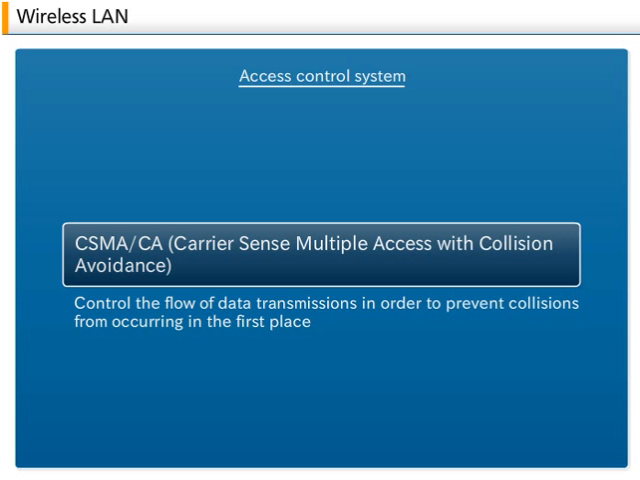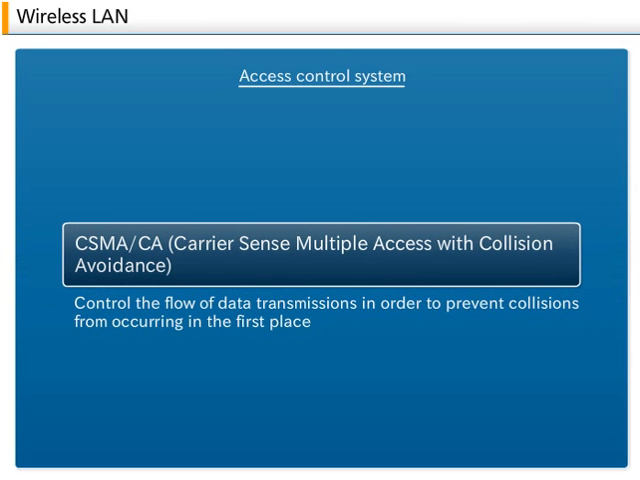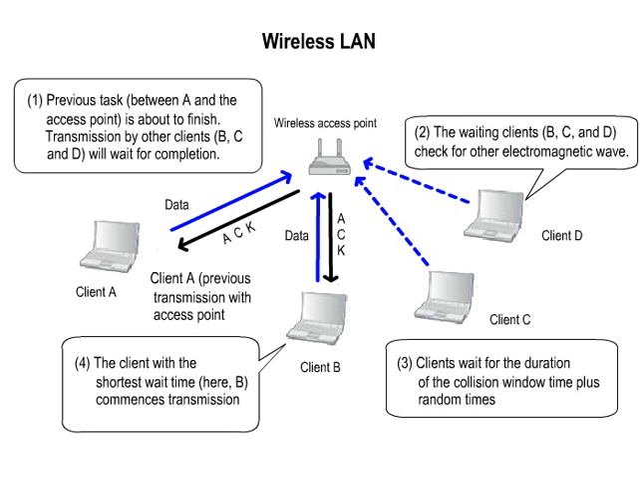Wireless LAN systems use the access control system known as CSMA/CA, Carrier Sense Multiple Access with Collision Avoidance. Since wireless LANs do not have a mechanism for detecting collisions, CSMA/CA is designed to control the flow of data transmissions in order to prevent collisions from occurring in the first place. The figure above illustrates the basic principle of CSMA/CA.